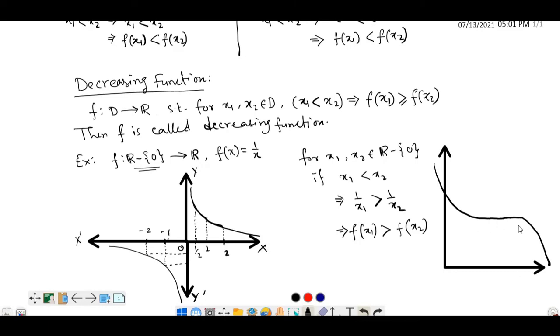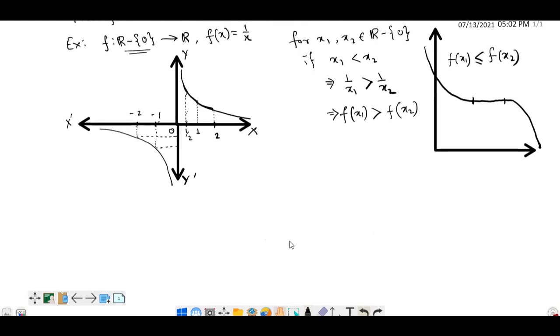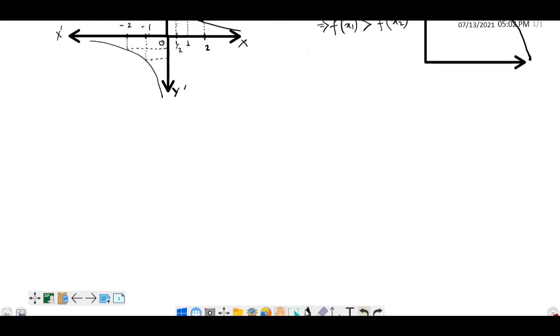So this type of function is also considered a decreasing function, because here the inequality is of the less-than-or-equal type. That means f of x1 can be less than f of x2, or it can be equal to f of x2. So if you see this part here, the values of f of x1 and f of x2 remain the same, but it is not violating this condition. So in the case of a decreasing function, this type of graph is allowed, but if you take it as a strictly decreasing function, then it will not allow this condition.